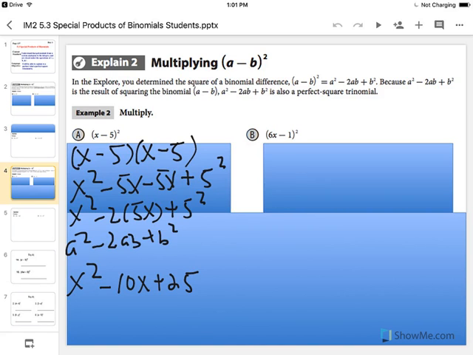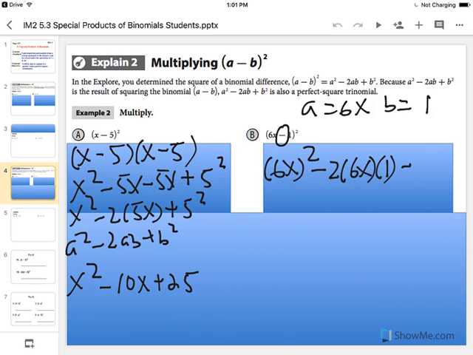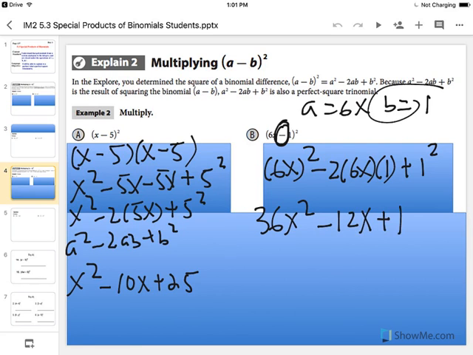Let's try part B. Then a is 6x and b is a negative 1. Or in this case, let me change that b to a positive 1, so we will use that negative. This gives us 6x quantity squared minus 2 times 6x times 1 plus 1 squared, because we assign it as b and we leave the negative in the formula. So this gives us 36x squared minus 12x plus 1. Okay, let's go on to the next one.